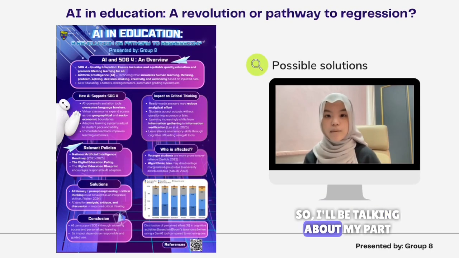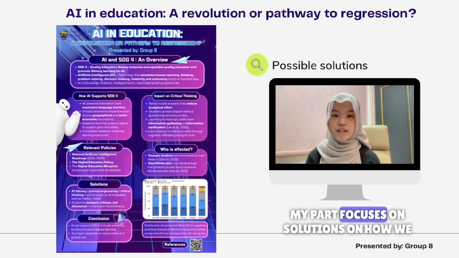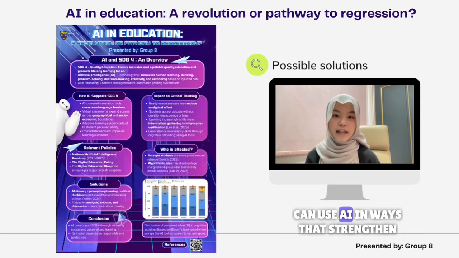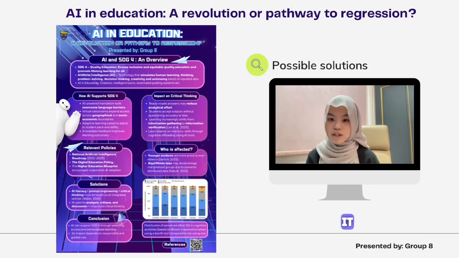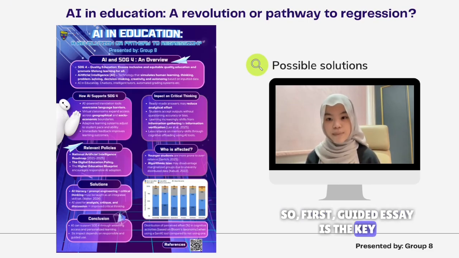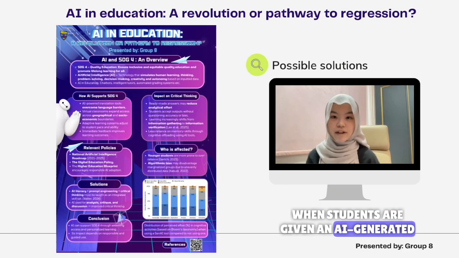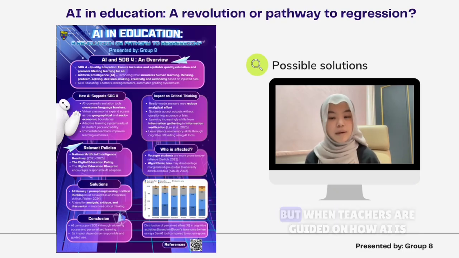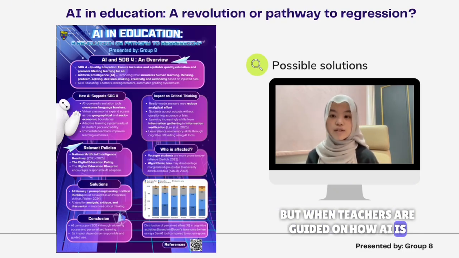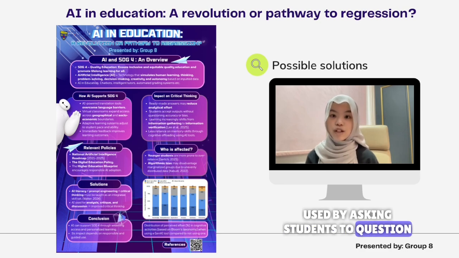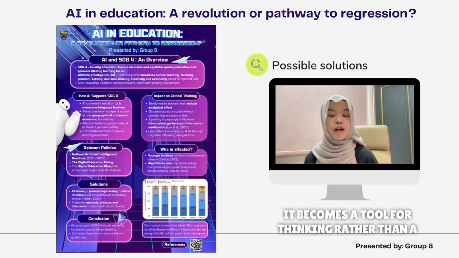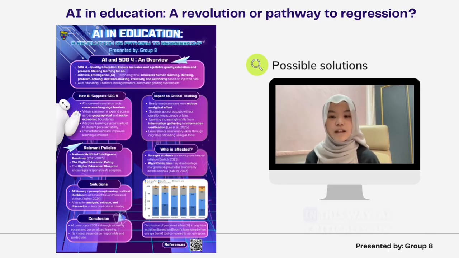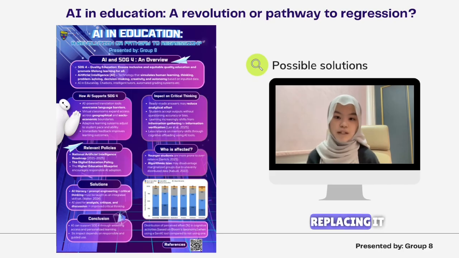So I'll be talking about my part. My part focuses on solutions on how we can use AI in ways that strengthen critical thinking instead of weakening it. So first, guided use is key. When students are given AI-generated answers, thinking can stop. But when teachers guide how AI is used by asking students to question, compare, and evaluate AI outputs, it becomes a tool for thinking rather than a shortcut. In this way, AI supports critical thinking instead of replacing it.